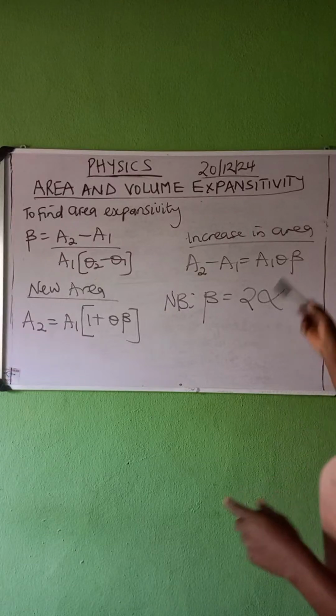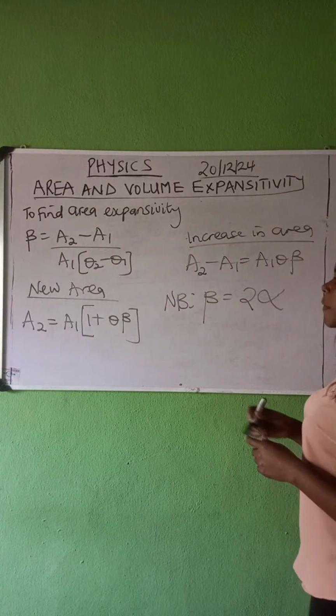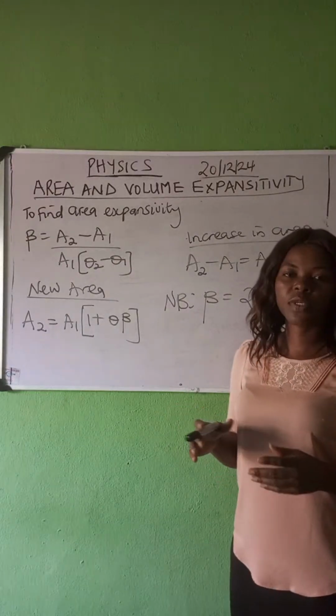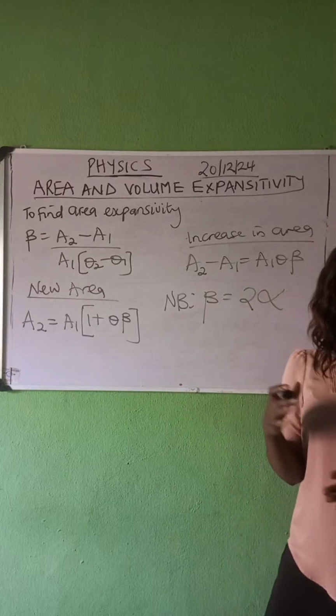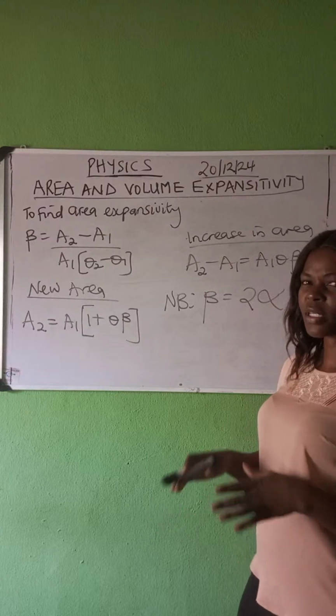All right. So I want to explain this area expansivity further. The only difference is that we're considering area. That of length is still the same thing, the same way of solving. Every derivation is the same.